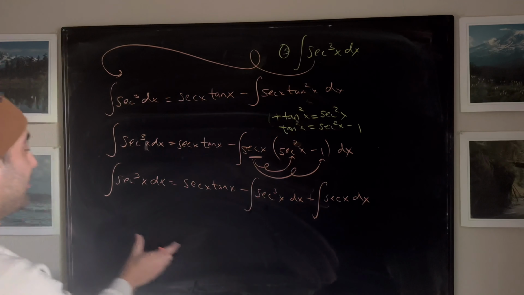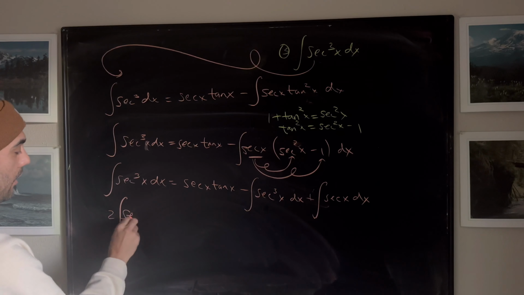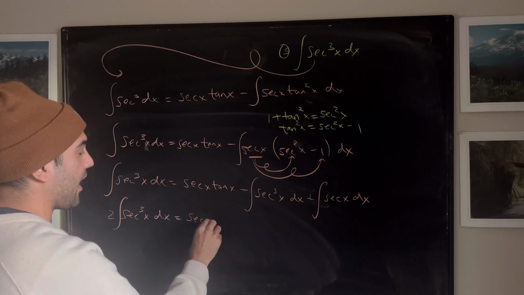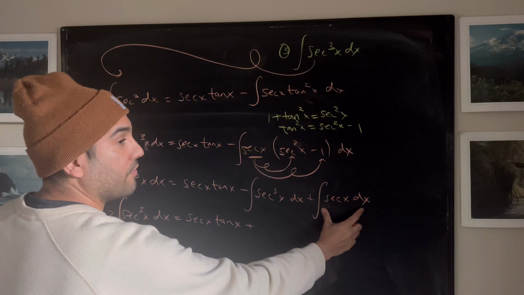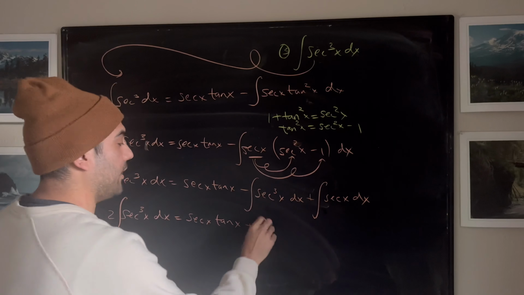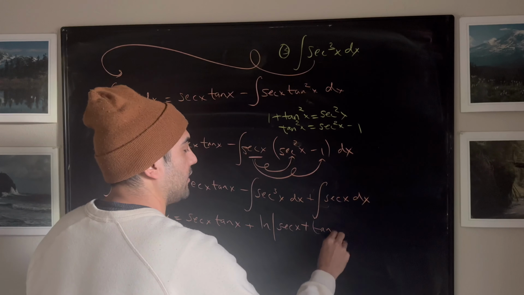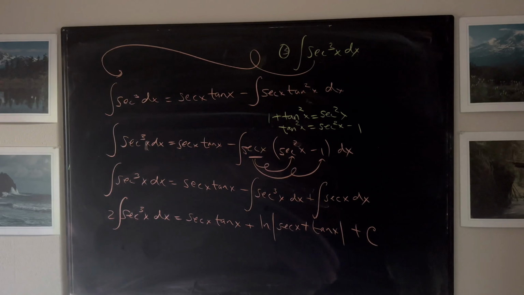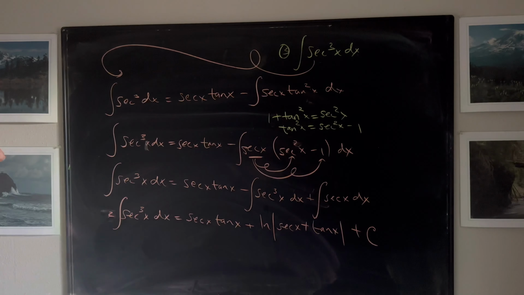This right here is negative secant cubed x. How about we add it to the other side so that we get 2 times the integral of secant cubed x dx now equal to secant x tan x plus the integral of this. Well, we already know that. That's the natural log, absolute value of secant x plus tan x, plus our constant. The final part is to divide everything by 2. I'll just do it on the last step, I guess.